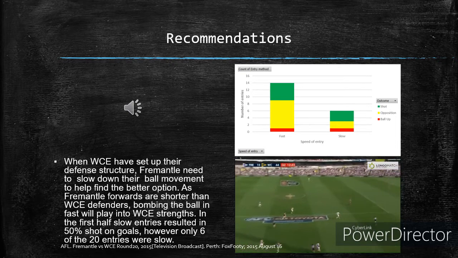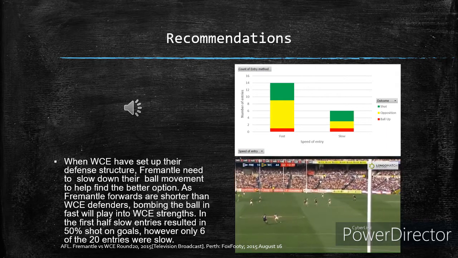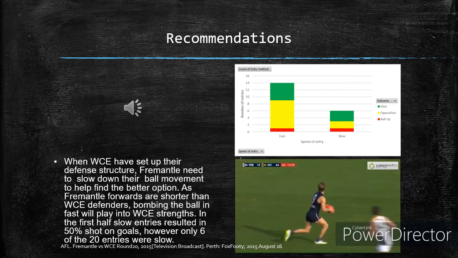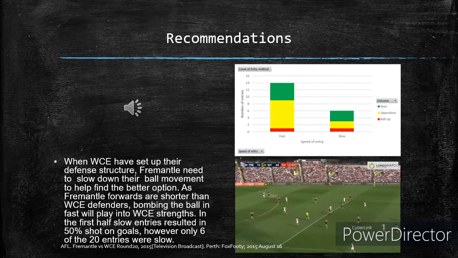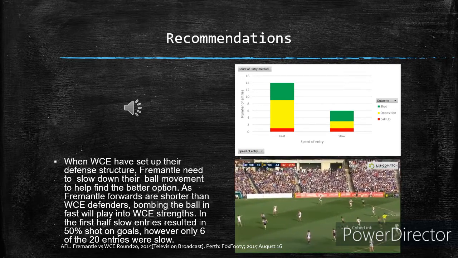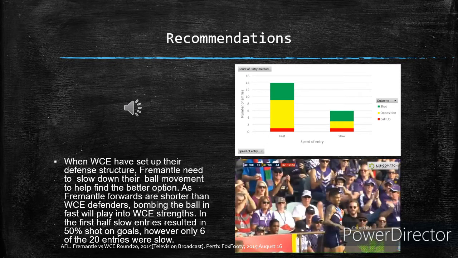Recommendation 3. When West Coast Eagles have set up their defence structure, Fremantle need to slow down their ball movement to help find the better option. As Fremantle forwards are shorter than West Coast Eagles defenders, bombing the ball in fast will play into West Coast Eagles' strengths. In the first half, slow entries resulted in 50% shot on goal. However, only 6 of the 20 entries were slow.